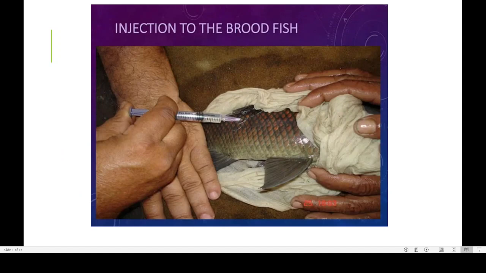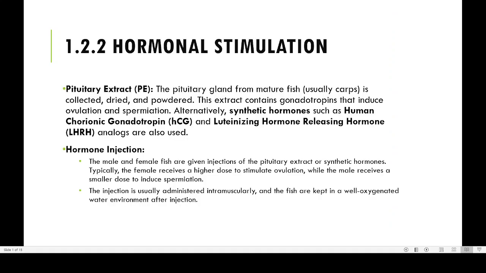Here you can see the injection of the hormone. It's a very simple process. Hormones are injected using a syringe into the abdomen of the fish. Male and female fish are given an injection of the pituitary extract or synthetic hormone. Hormones can be naturally collected by killing some mature fish, or artificially produced by biotechnology, like HCG or LH. Typically, females receive a higher dose to stimulate ovulation, while males receive a smaller dose to induce spermiation.